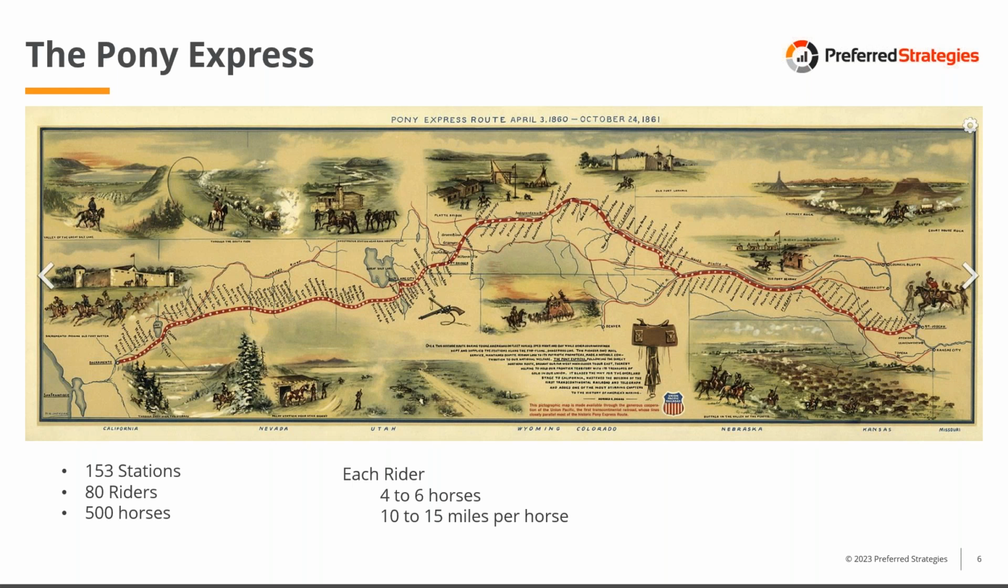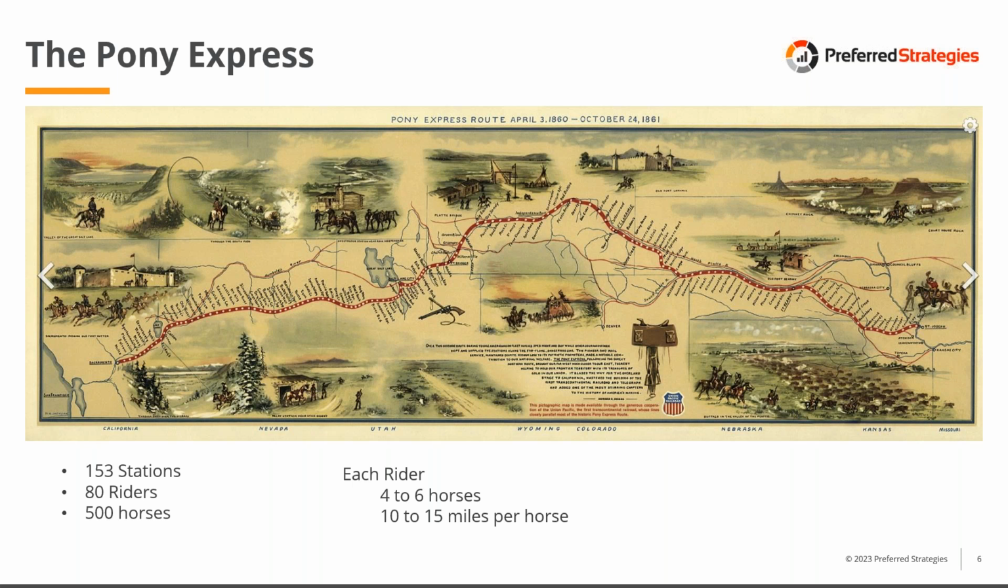Legends were born during this time. William Cody was an early rider. He eventually became Buffalo Bill Cody, probably famous for Western shows, and so the lore is still out there. You can actually do reenactments of the Pony Express even today. They'll do short sections of it.